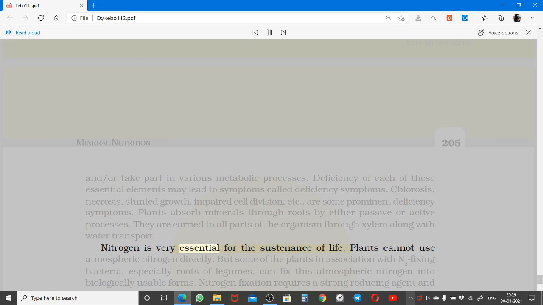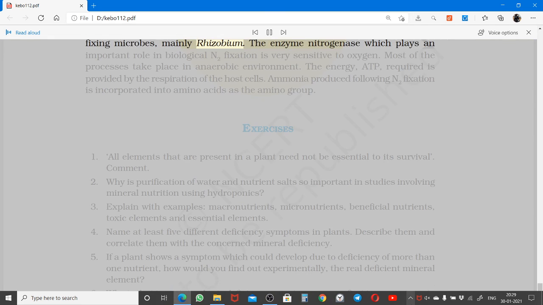Nitrogen is very essential for the sustenance of life. Plants cannot use atmospheric nitrogen directly. But some of the plants in association with N2 fixing bacteria, especially roots of legumes, can fix this atmospheric nitrogen into biologically usable forms. Nitrogen fixation requires a strong reducing agent and energy in the form of ATP. N2 fixation is accomplished with the help of nitrogen fixing microbes, mainly Rhizobium.